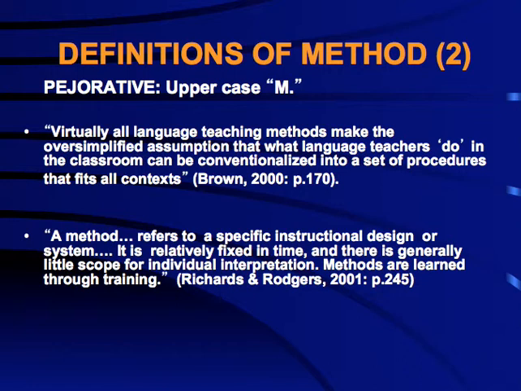Let's take another quote from Richards and Rogers. A method refers to a specific instructional design or system. It is relatively fixed in time. Fixed in time here referring to, for example, those designer methods of the 70s. And there is generally little scope for individual interpretation. Methods are learnt through training.